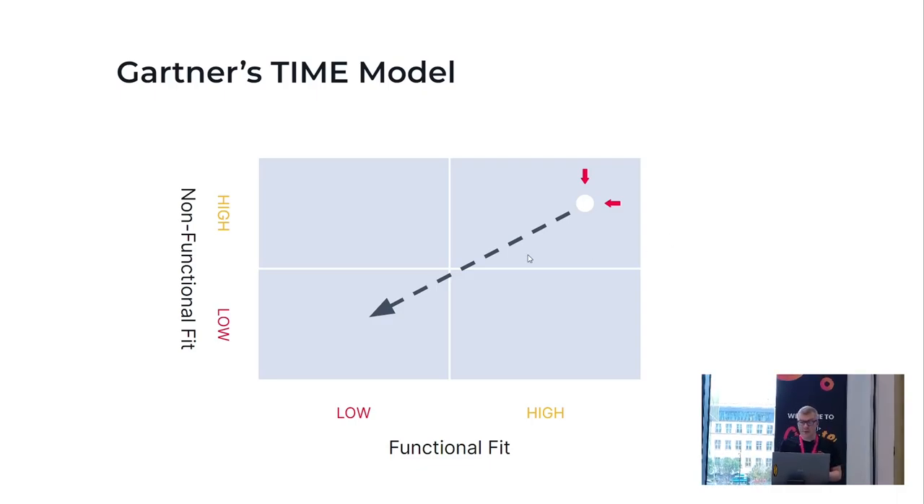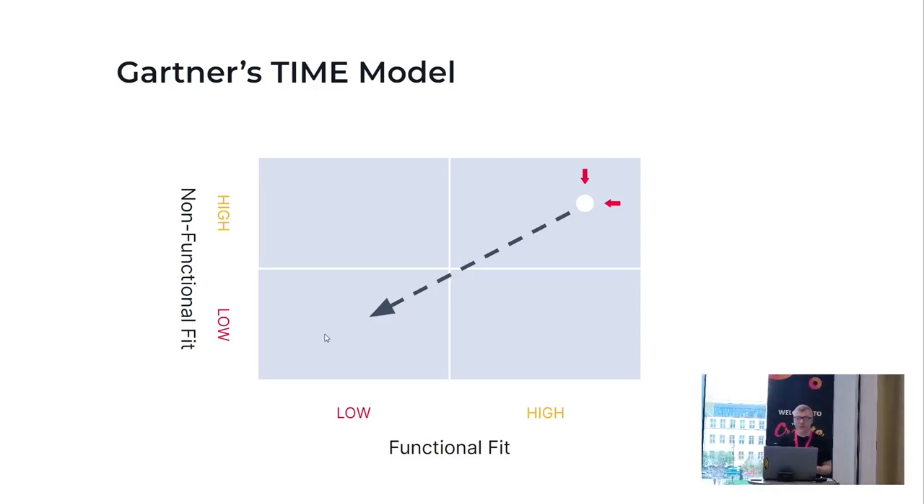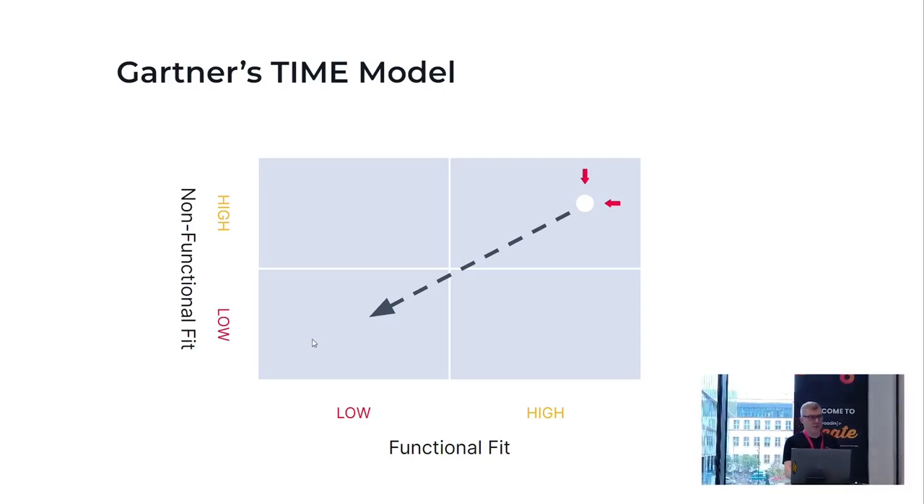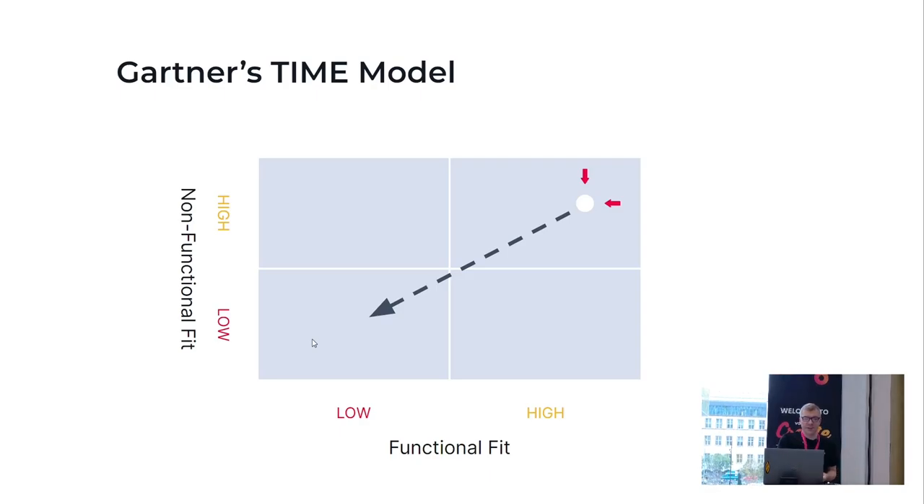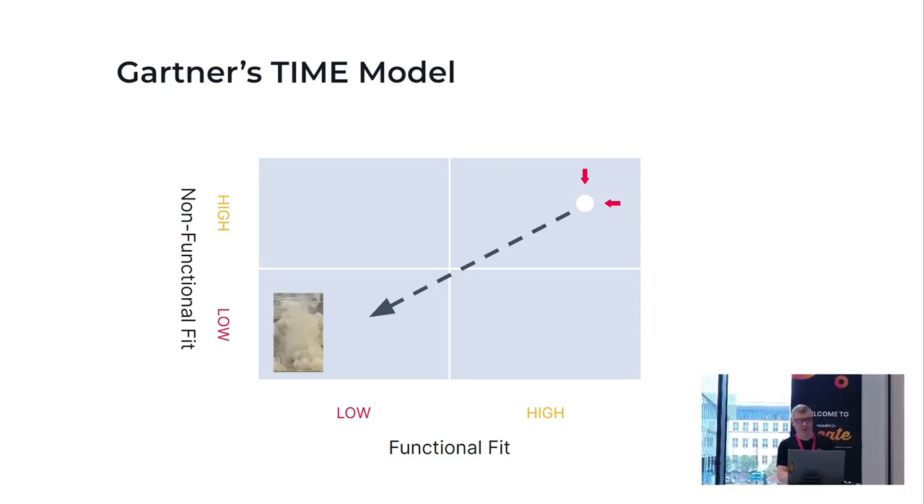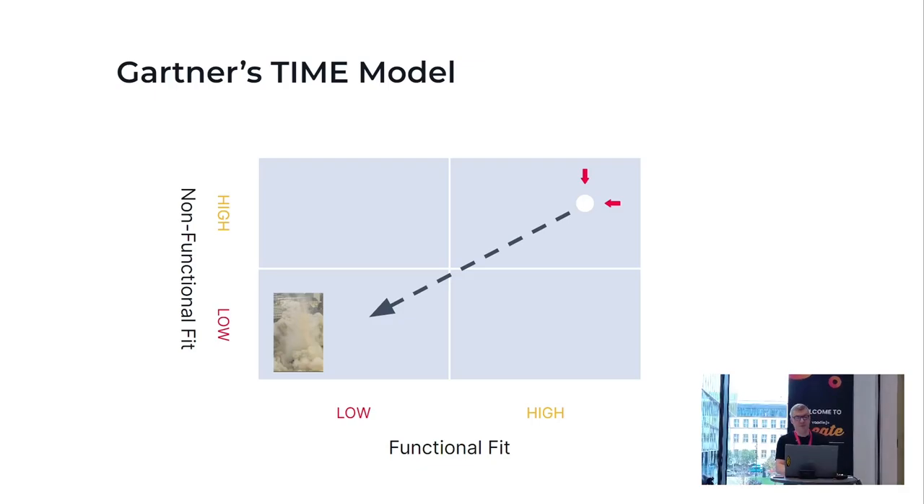And this is going to continue. And you're going to reach a certain point that you're going to start crossing over into this quadrant that's low and low. And if you don't do anything, then gradually your users are going to start hating the application. They're going to hate it more and more as you get closer to this bottom corner. And at a certain point, they will hate it so much that they will want to destroy the application in a cloud of dust like the AFE Tower in Frankfurt. There we go. So we obviously don't want that.